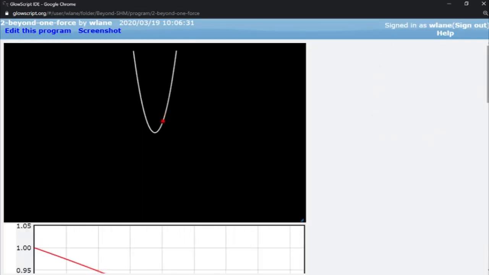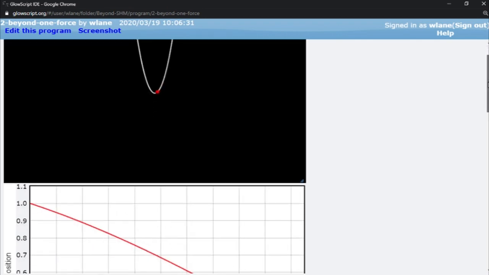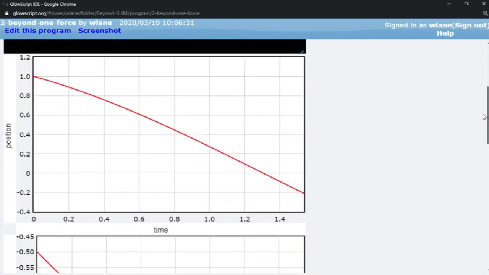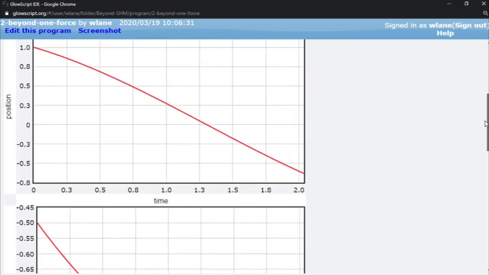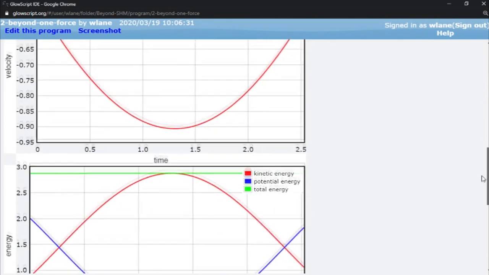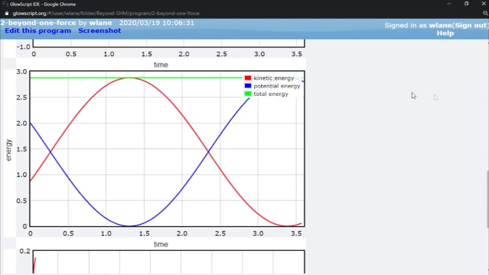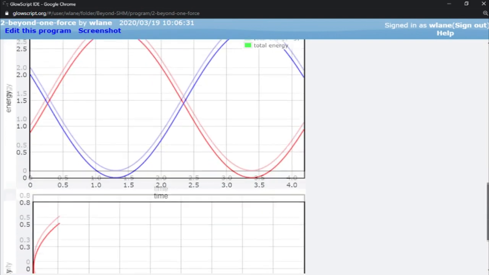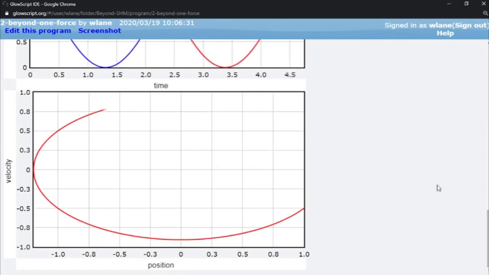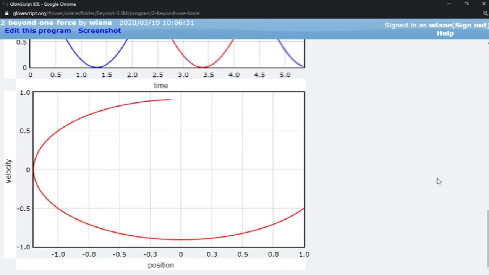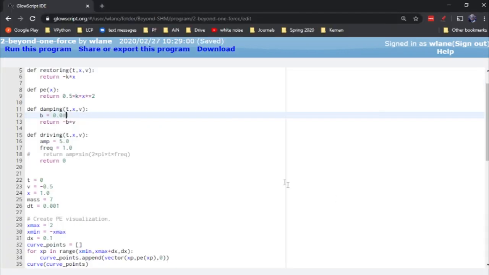All right, so here I've got the same setup that we had last time. We've got our harmonic oscillator starting with a given position and velocity. We're graphing the energy. Notice that total energy is staying nice and constant. That's about to change. And we've got our glorious phase space plot showing us conservation of energy as well.